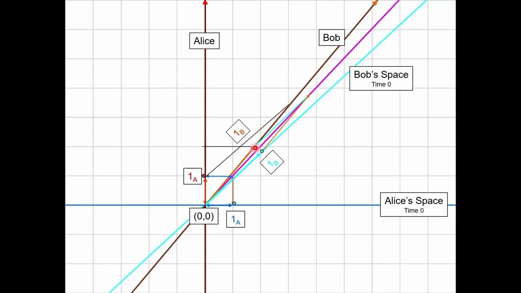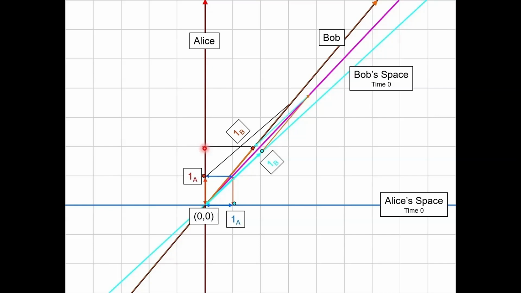And the other way around, how Alice sees Bob's 1 second. So this is Bob's 1 second. We go along a coordinate line of Alice, which is parallel to Alice's space over here at time 0. And we see that Alice sees Bob's 1 second as taking 2 seconds of hers. 1, 2. So as we said, Alice and Bob see each other's coordinate systems in the same way, as the other coordinate system's second happening after 2 seconds of their own.